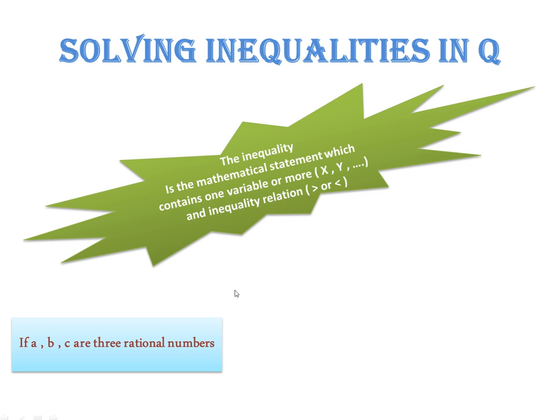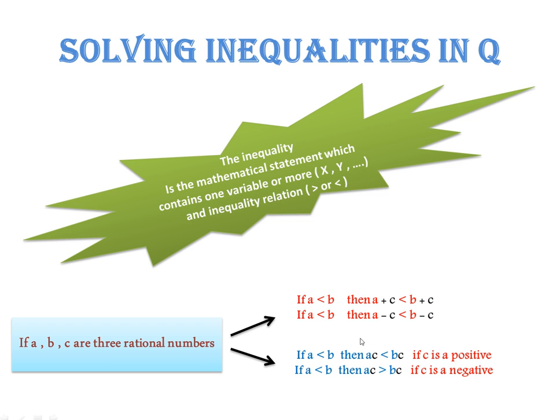If a, b, and c are three rational numbers, then if a is less than b, and we add c to both sides, a plus c stays less than b plus c. And if a is less than b, and we subtract the same number c from both sides, a minus c stays less than b minus c.